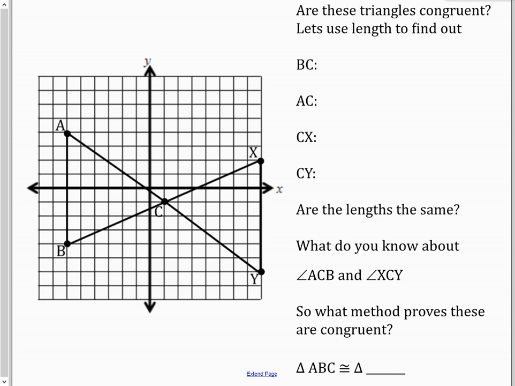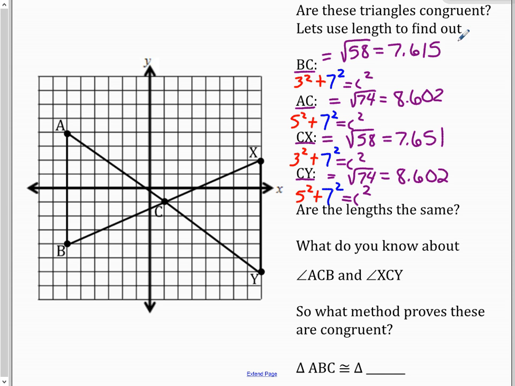And again, I would like for you to right now find the length of segment BC, the length of segment AC, the length of segment CX, and the length of segment CY. Please pause the video here to find these lengths. Here are the lengths that I found. If you made a mistake in one of these, pause the video and make your correction.